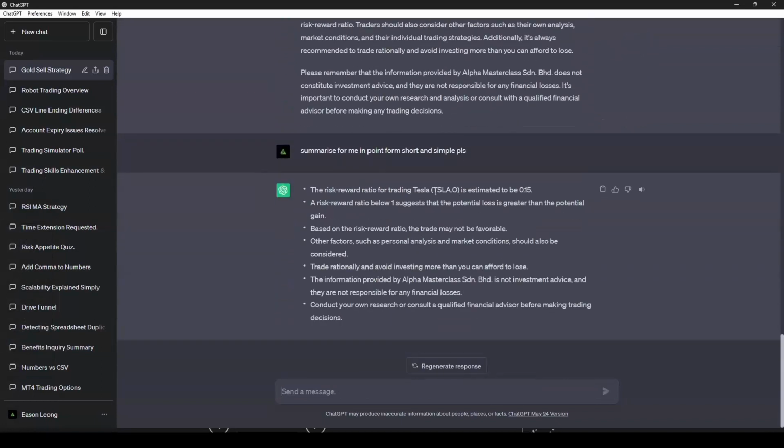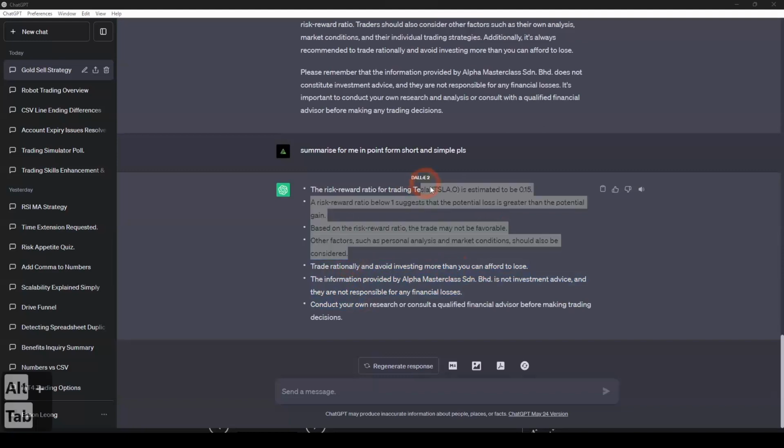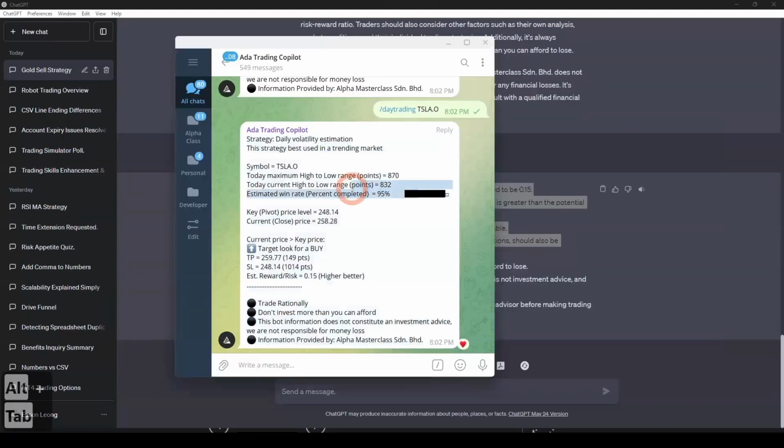Based on the risk reward, the estimate is going to be 0.15, and a risk reward below 1 suggests a potentially greater loss than your gain. Hence, the risk reward is not favorable. Other factors such as personal analysis and market conditions should be considered as well, and it asks you to trade rationally. Even though this has a high win rate, the risk reward is too low already.